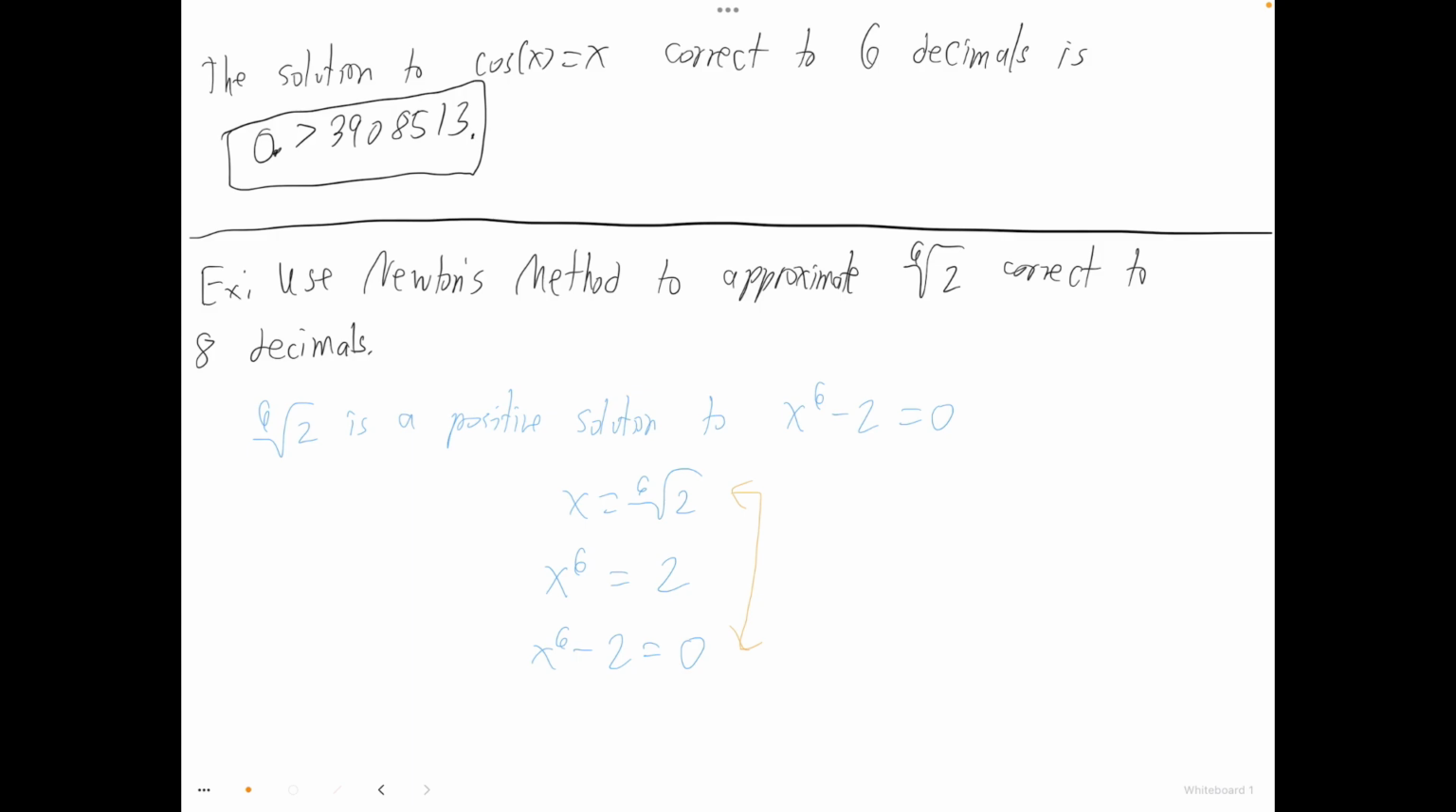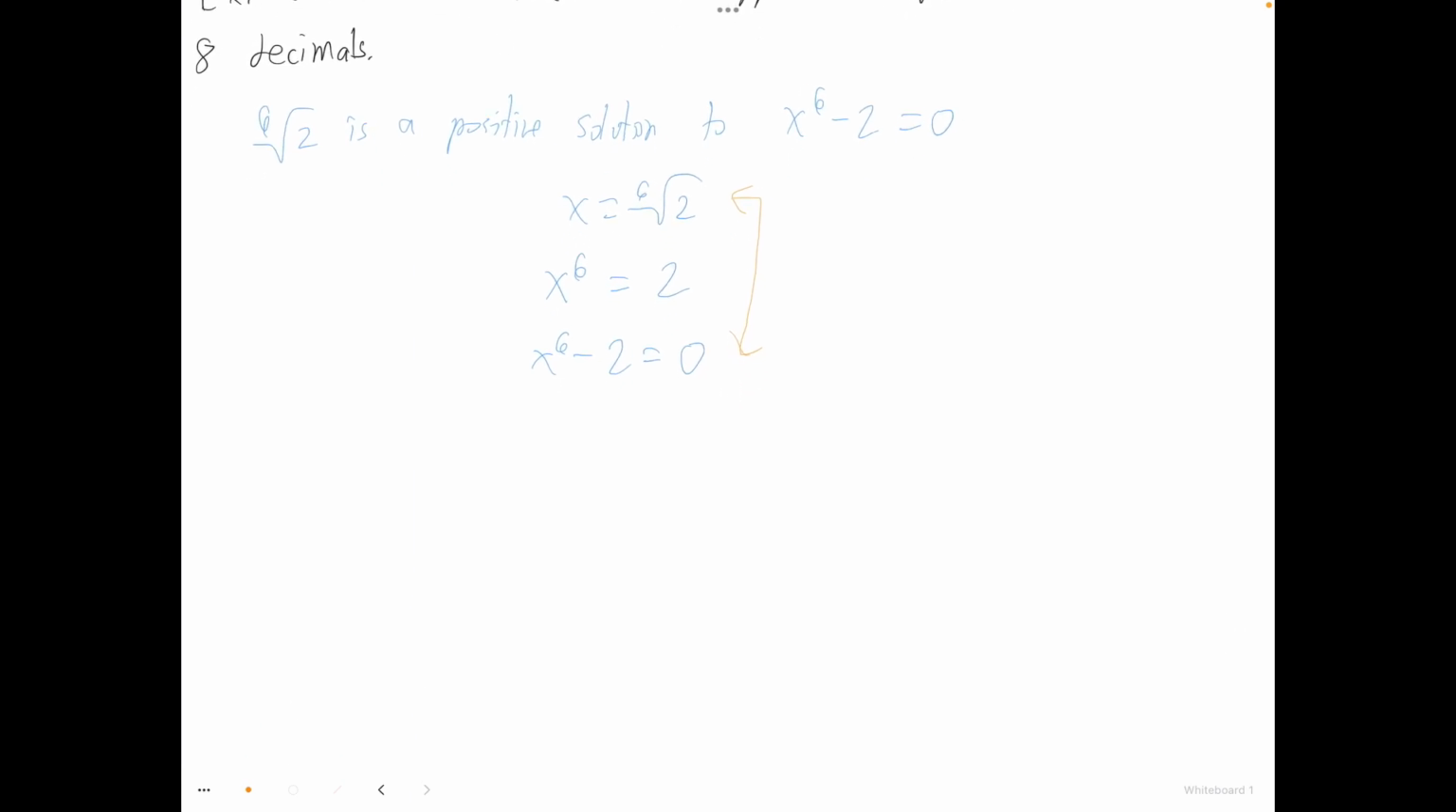Now that we have our equation that we want to work with, we're going to do the same thing we did a second ago. Our f of x is equal to x to the sixth minus 2. F prime of x is 6x to the fifth. And so that tells us x sub n plus 1 is equal to x sub n minus f of x sub n divided by f prime of x sub n, which equals x sub n minus x sub n to the sixth minus 2 divided by 6x sub n to the fifth. And so this is the formula that we're just going to keep plugging things into.